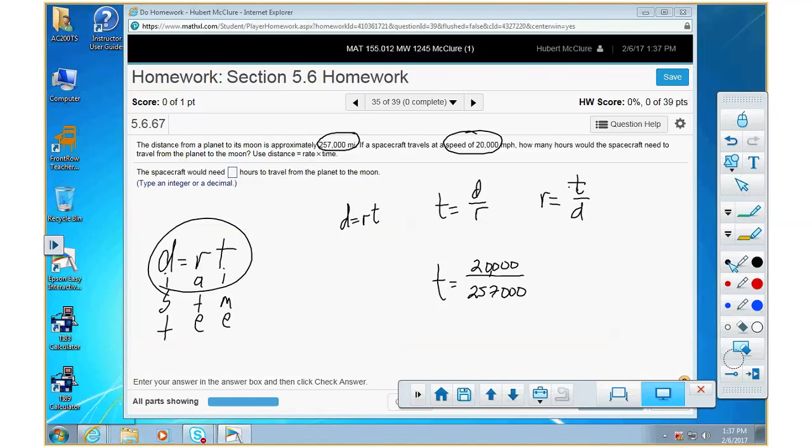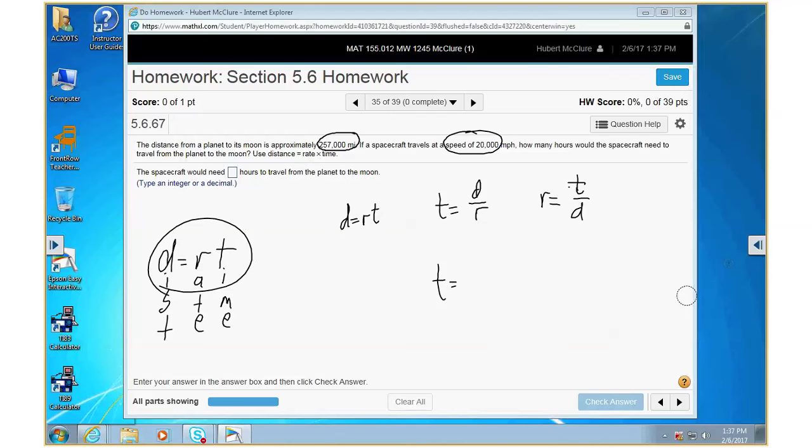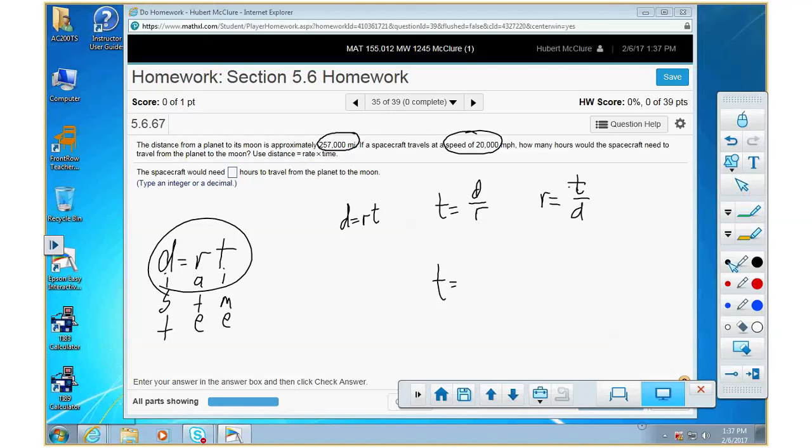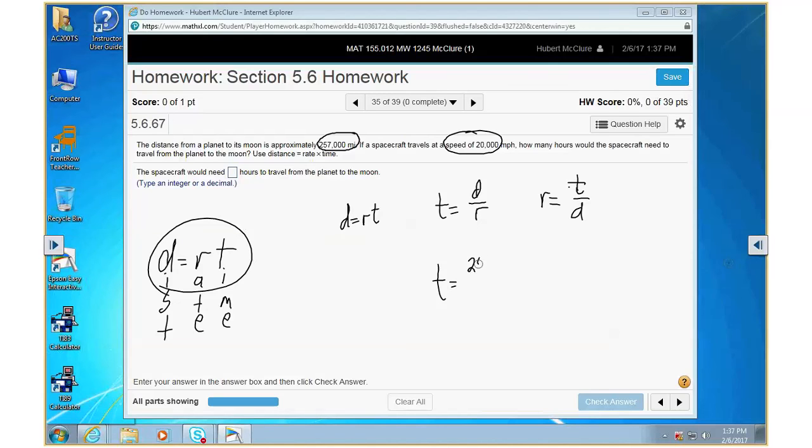The reason I knew that is because it's giving us a small number. Anytime you're in space, you're going to be traveling like the dickens. So that's 257,000 divided by 20,000. Now from the start, what can you do? Knock off the three what? Knock off the 3 zeros, but you're still going to have to use scientific notation. T is equal to 2.57 times 10 to the second, over 2.0 times 10 to the first.